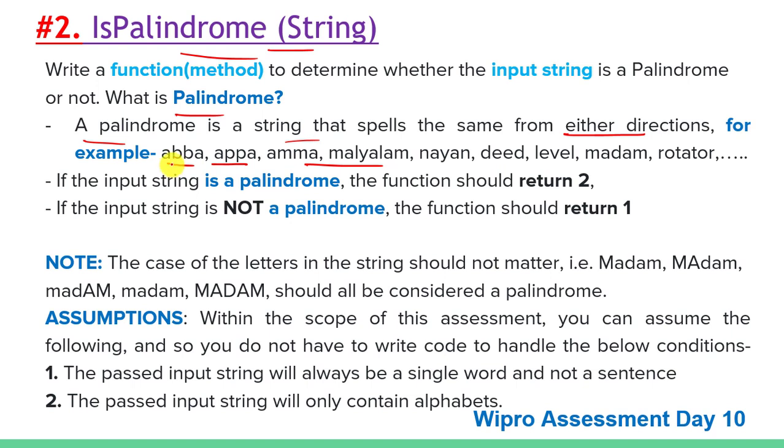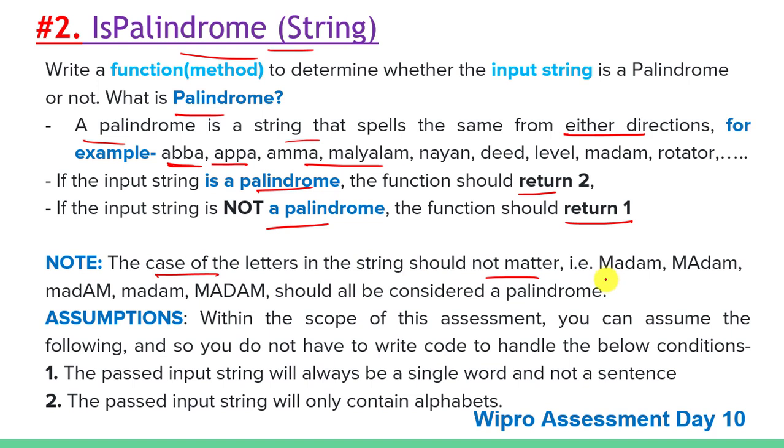Here we can see that if we spell ABBA from the right side, that is, right to left direction, then we will get the same ABBA. And here some points are, if the input string is a palindrome, the function should return 2. And if the input string is not a palindrome, the function should return 1. Here one note is given, the case of the letters in the string should not matter.